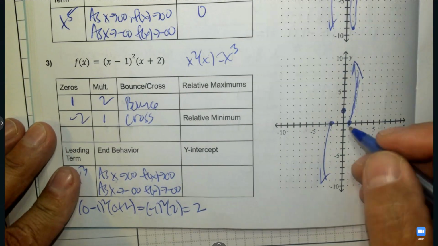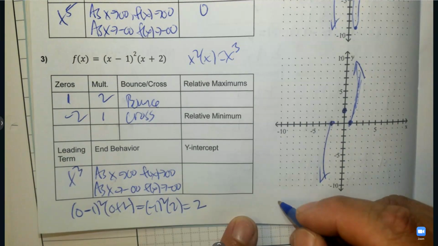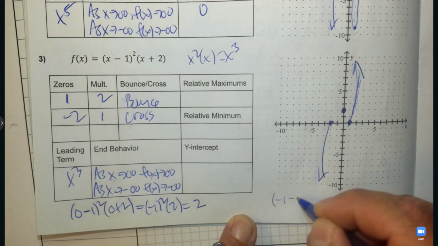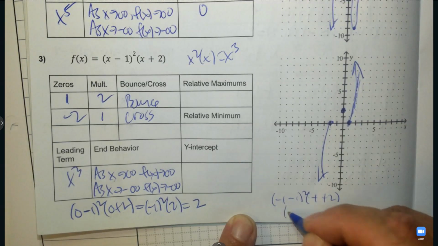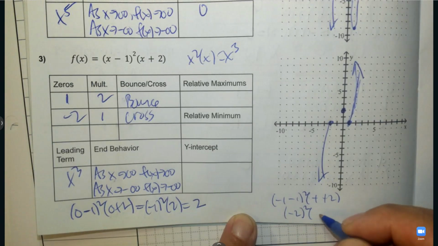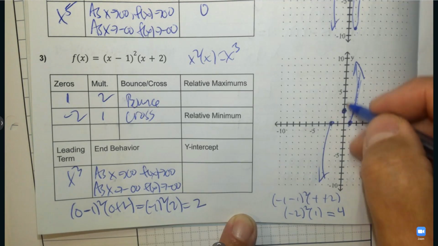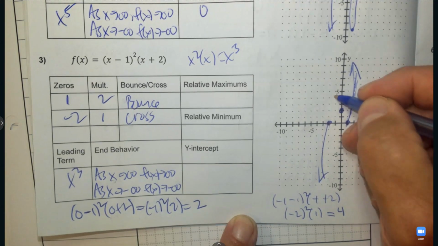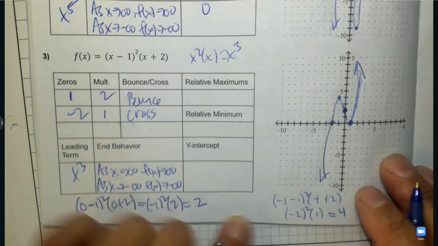There's only one x value I don't know yet, which is at negative 1. That's in between the intercepts. So I'm going to plug in negative 1, take away 1, and negative 1 plus 2, and just solve it. So that's negative 1, negative 1, negative 1 plus 2. So negative 2 squared is positive 4 times 1. And now I have all the points I need to connect and make the curve.